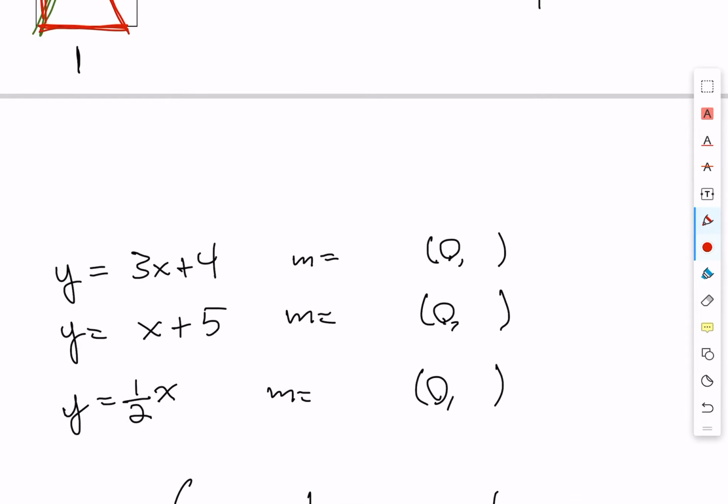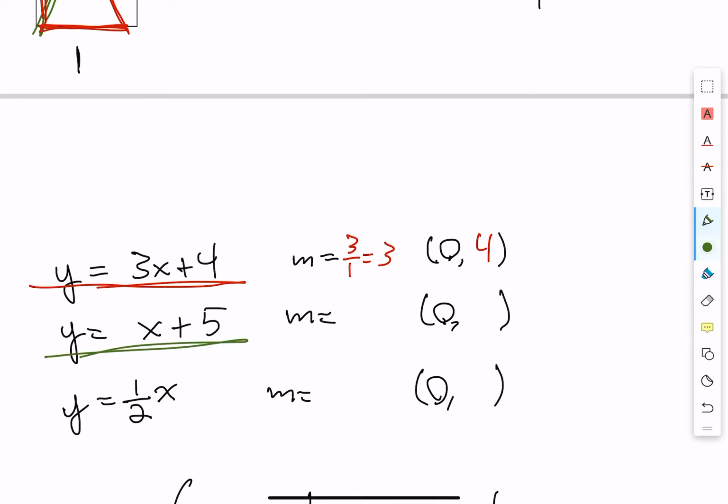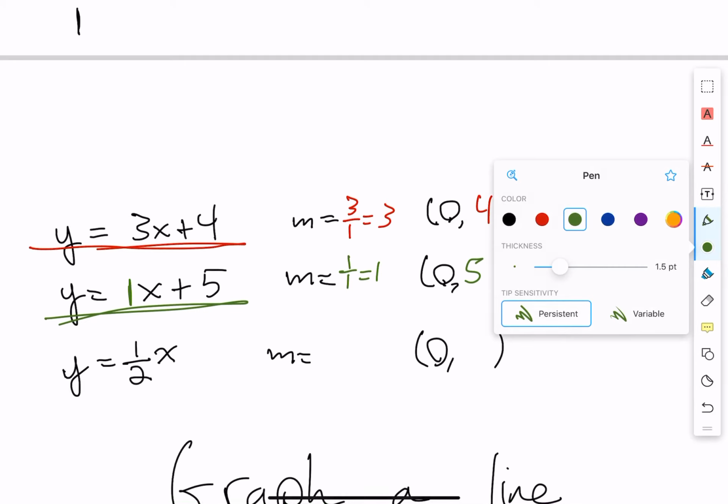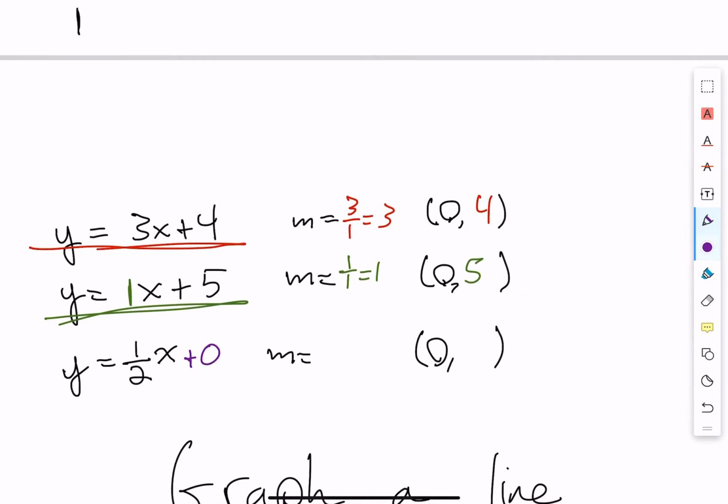So a couple special case scenarios. The first one, y equals 3x plus 4. So my slope is 3 over 1, which is just 3, and then 4 is my intercept. This next one, x plus 5, there isn't anything written in front of the x, which means it's a 1. So 1 over 1, and then 5. This last case, nothing is written as far as my y-intercept, which means it's 0. So my slope is 1/2, and my y-intercept's at 0, 0.